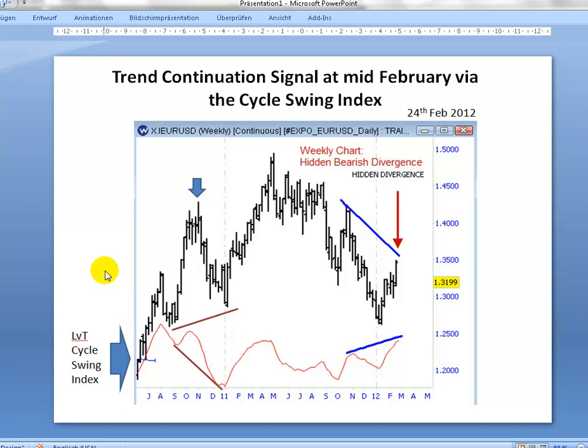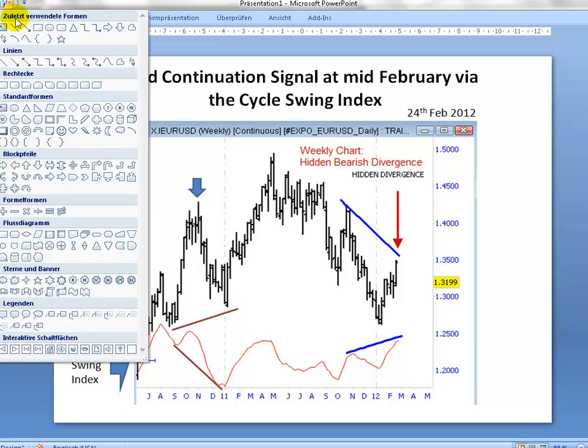However, this is a trend continuation signal, and this is even more important because you will not trade against the trend, you will trade in the direction of the trend. Because the longer term trend here, even if we have this downturn, is an uptrend. On the weekly chart, we are in an uptrend. And the cycle swing signals at this point in time, at the end of 2010 and the beginning of 2011, that the trend continuation is just around the corner. So after this drop, we would expect, based on this hidden divergence, that the market will return to its uptrend and go up. And this is exactly what happened.